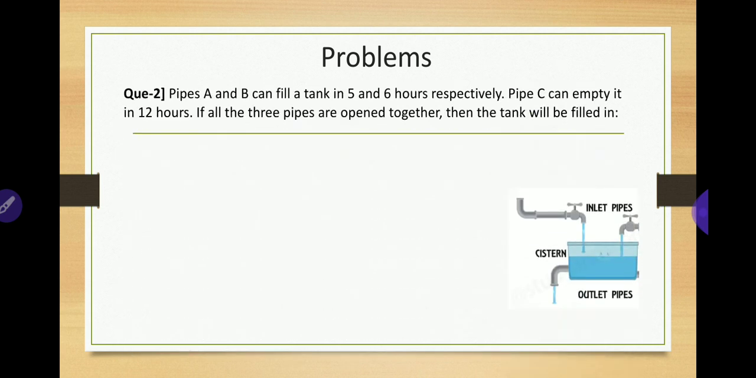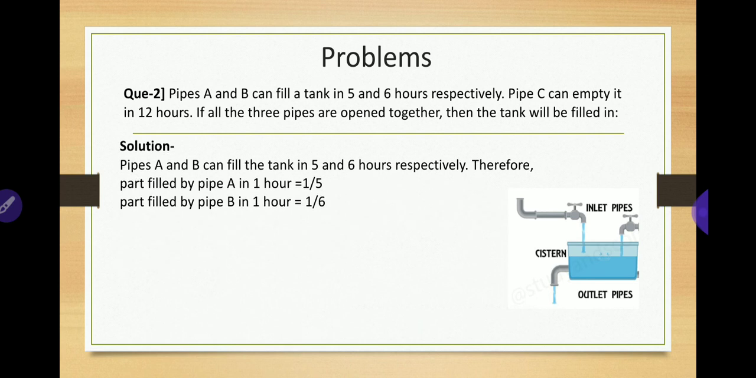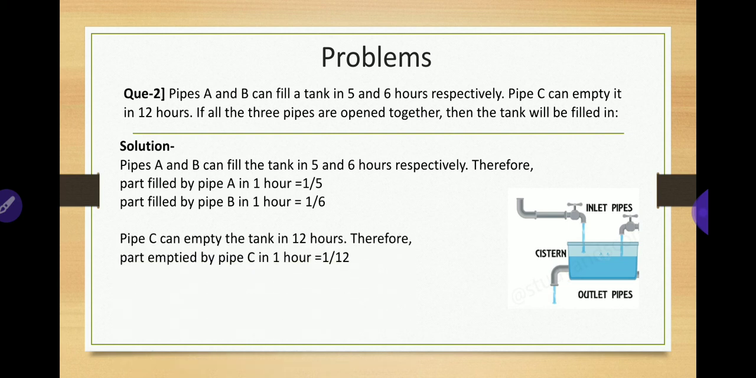So next problem. Pipes A and B can fill the tank in 5 and 6 hours respectively, and pipe C is emptying it in 12 hours. Now here two inlet pipes are there and one outlet pipe is there. If all three pipes are open together, then the tank will be filled in how long? So here we can find the capacities of pipes A and B as the reciprocal of these 5 and 6 hours. The part filled by pipe A in 1 hour will be 1 upon 5, and the part filled by pipe B in 1 hour will be 1 upon 6. Similarly, the part emptied by pipe C in 1 hour will be 1 upon 12.